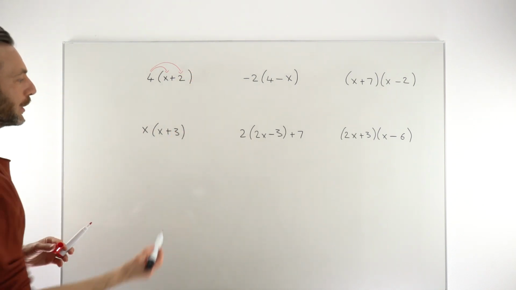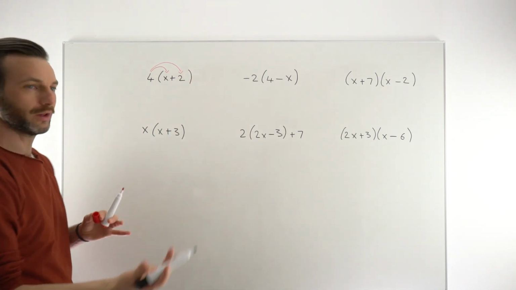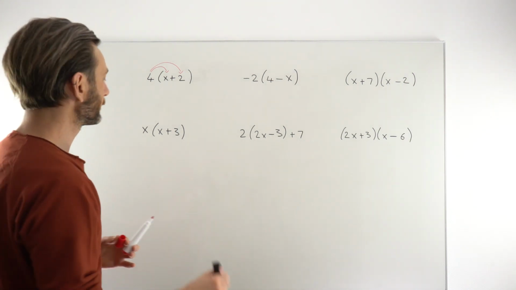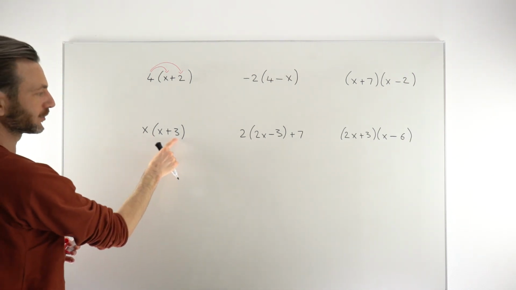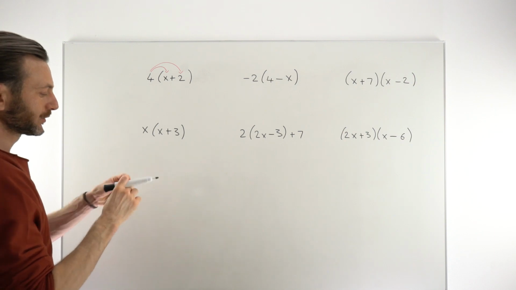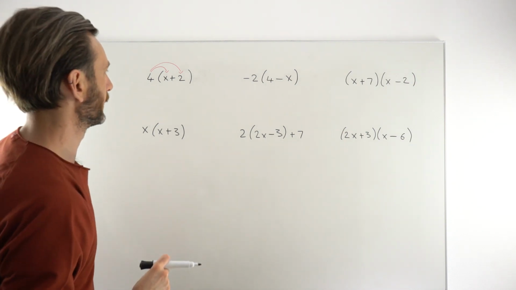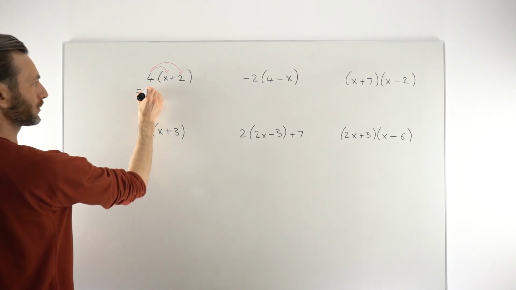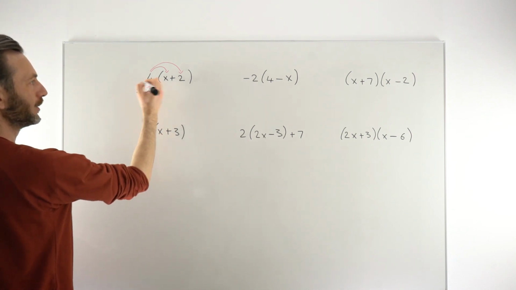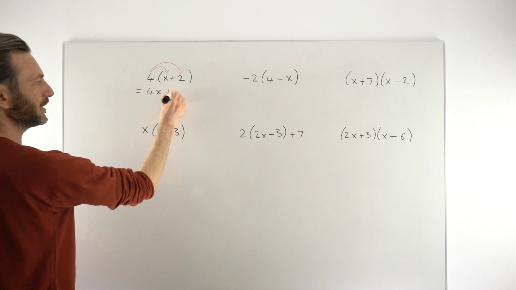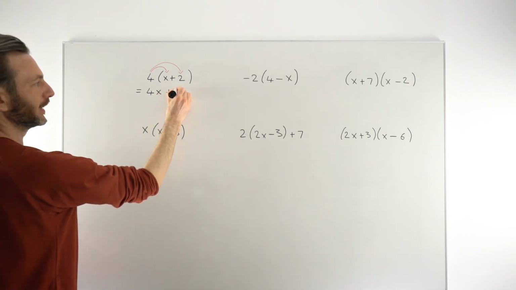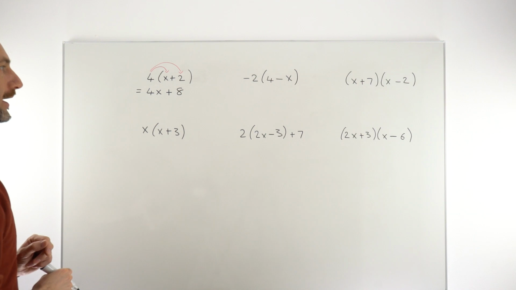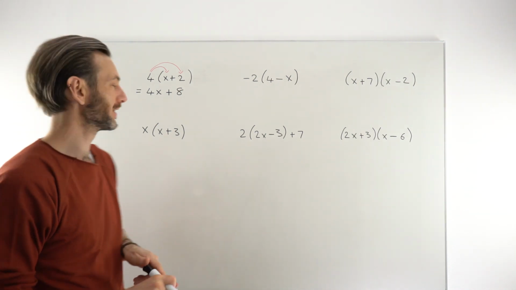Sometimes it's not even a number outside, it can be a letter outside. All of these work in the same way. Here we're going to multiply the x to the terms inside the bracket. So that's the idea, multiplying everything outside to everything inside. So here we're going to get 4 times x, which is just 4x, 4 times 2, which is 8. We keep the plus in between, and that is the bracket multiplied out. So there's nothing really more to it than that.